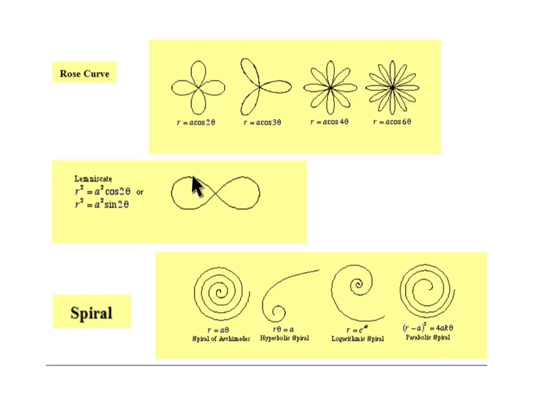This is a lemniscate, which looks like an infinity, and this shows the equation for that. And then these are your spirals. This is an Archimedes spiral, which we saw on the very first screen. Here's a hyperbolic spiral, logarithmic spiral, and a parabolic spiral. All kinds of interesting spirals.